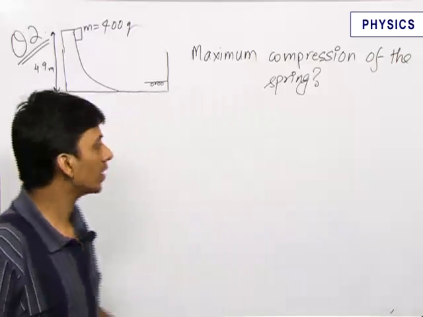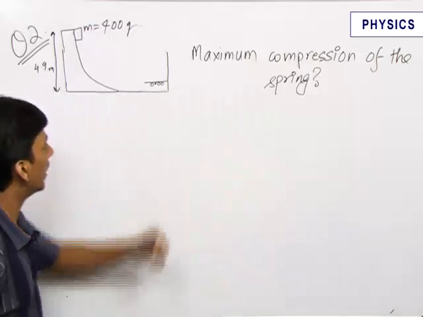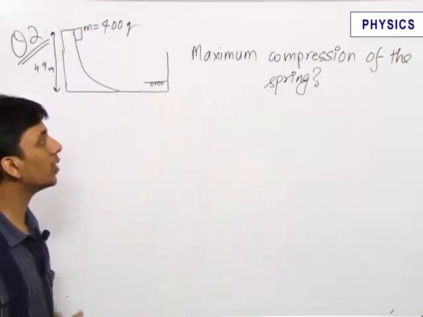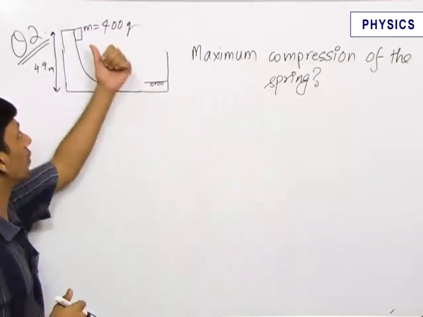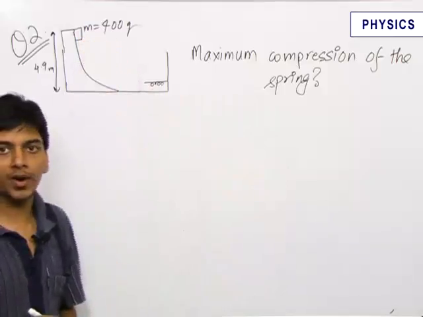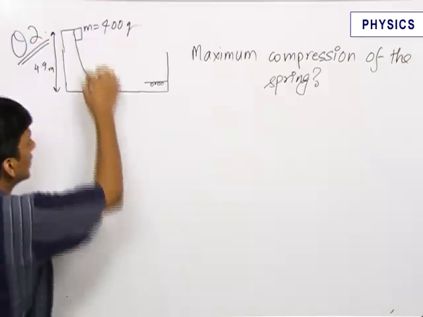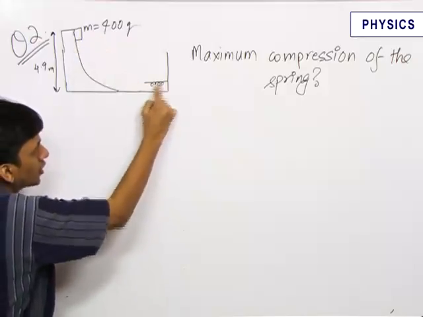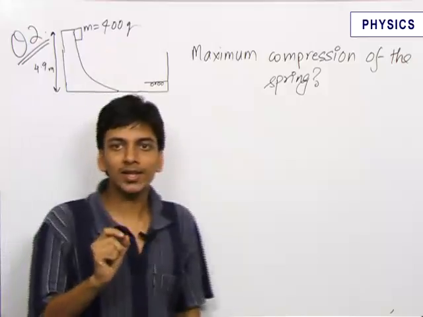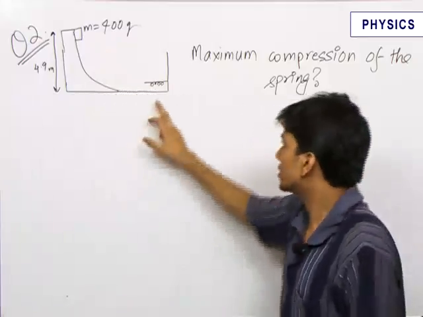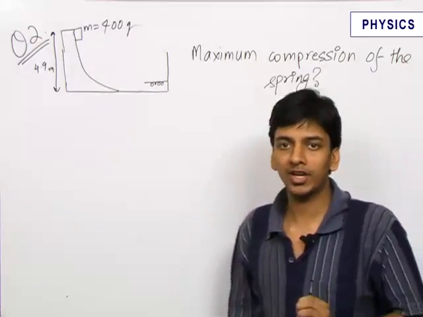So initially, first of all, you must understand that the maximum compression of the spring will occur at the point when the speed of this block of mass m becomes 0. This block comes down till here, pushes the spring, comes to rest, and that is the point when the spring is at its maximum compression.